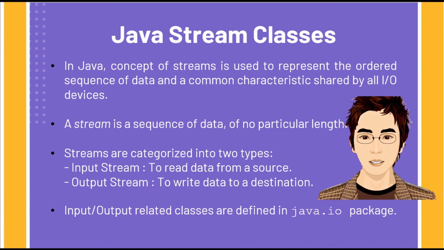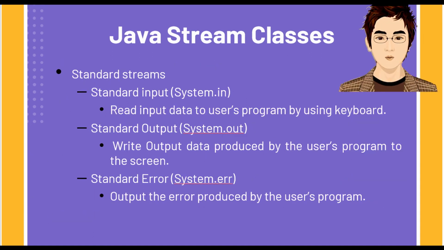Input-output related classes are defined in the java.io package. There are three standard streams. 1. Standard input, which we can use System.in for. This stream is used to read input data to the user's program by using the keyboard. 2. Standard output, which we can use System.out for. This stream is to write output data produced by the user's program to the screen. 3. Standard error, which we can use System.err for. This stream is to output the error produced by the user's program.